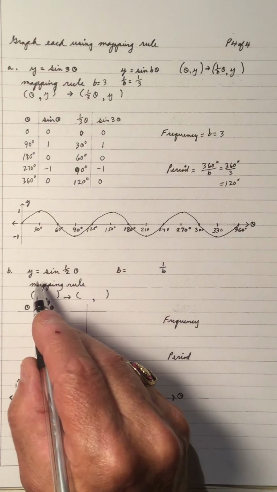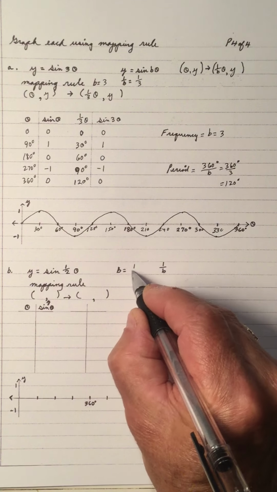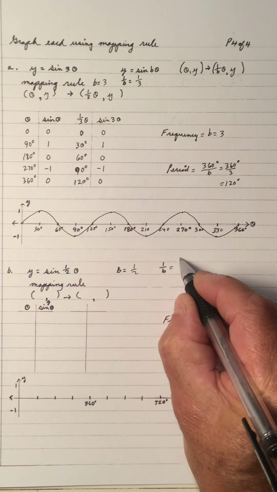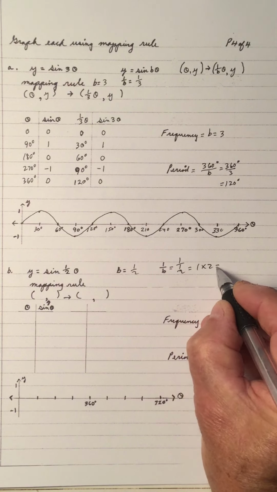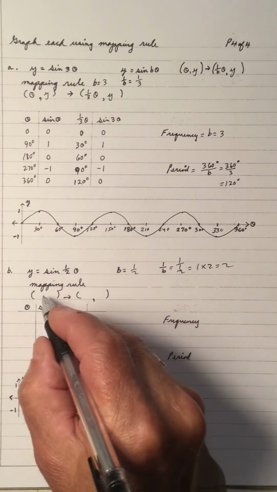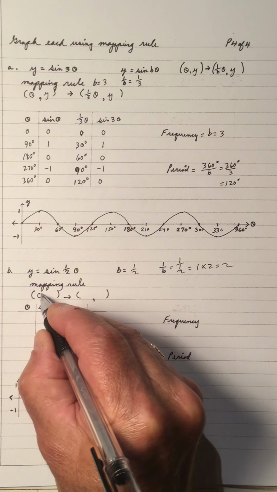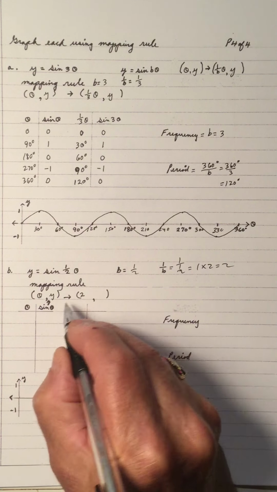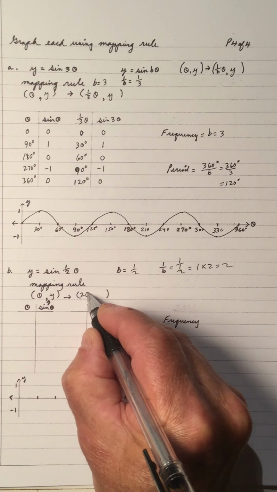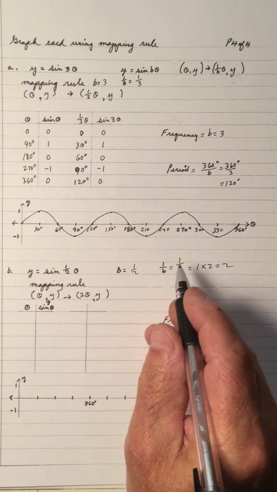Okay, let's look at another one. Y equals sine 1/2 theta. The B is 1/2. That means 1 divided by 1/2 is 1 times 2, 2. So the mapping rule, notice B is 1/2, so theta, comma y, so that's 2 theta, because it's the reciprocal, y.